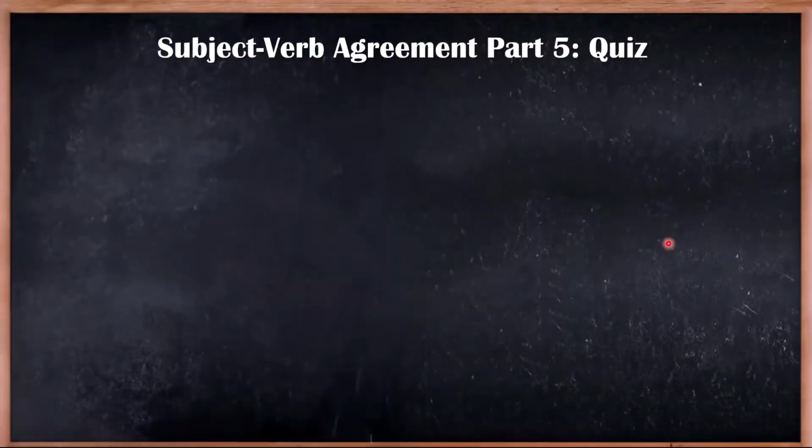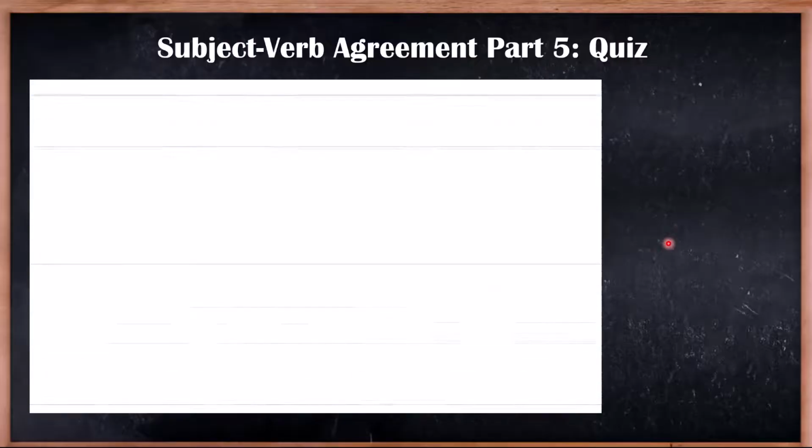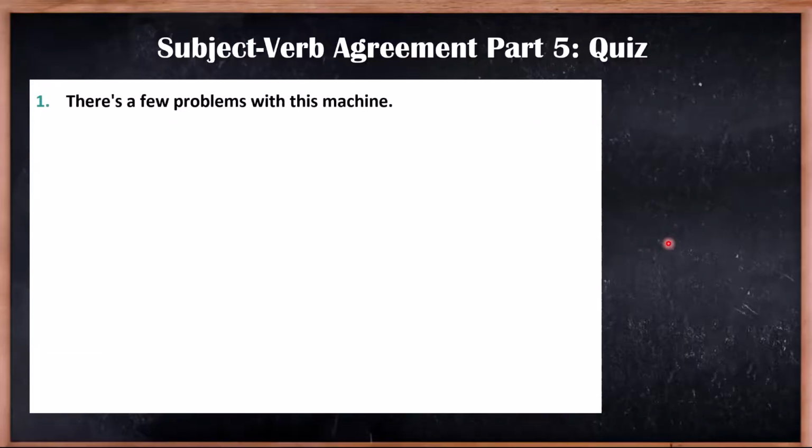Okay, so now we're going to do a quiz. We have 10 questions in total. You have to correct any subject-verb agreement errors. Let's begin. Number 1, there's a few problems with this machine.